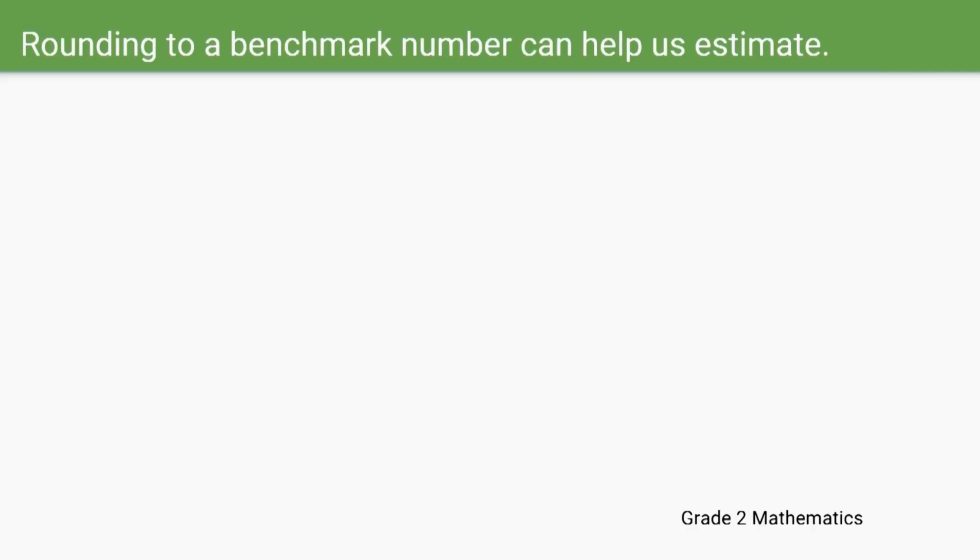We can use rounding to a friendly benchmark number to help us estimate. What benchmark number is closest to 28? That's right, 30. Let's try another one. What benchmark number is closest to 41? You got it, it's 40.